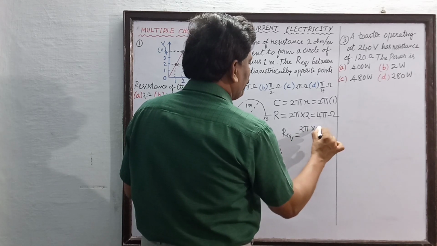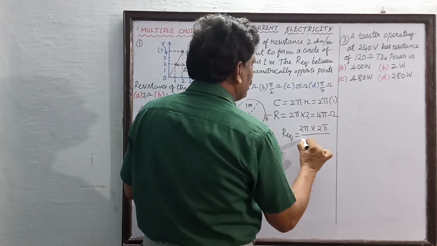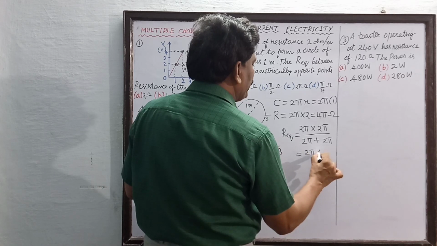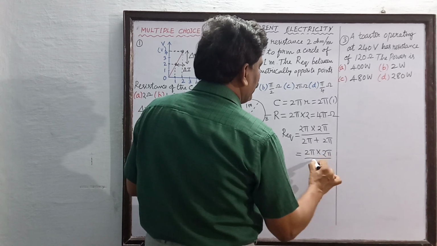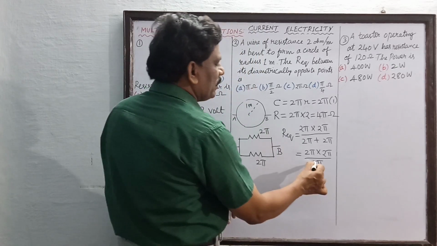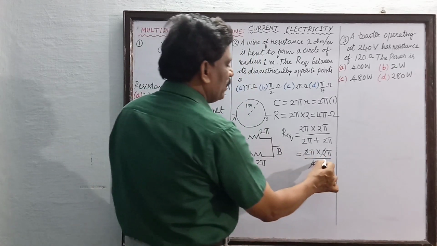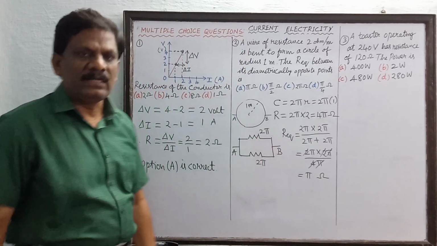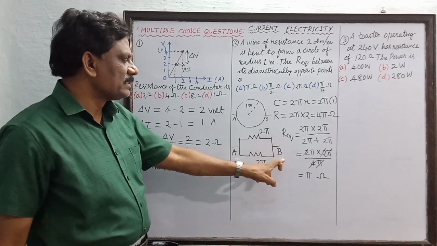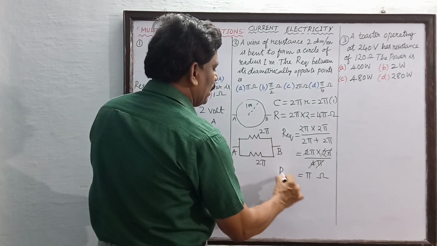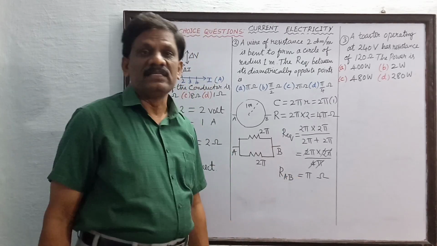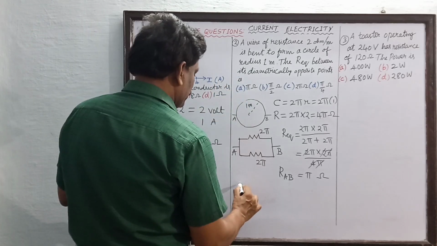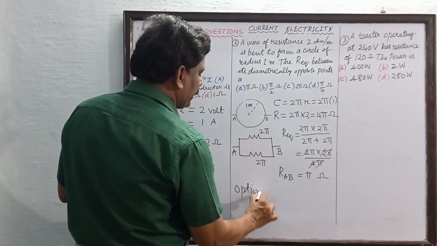R equivalent is R1 into R2 divided by R1 plus R2. So this is 2 pi into 2 pi divided by 2 pi plus 2 pi, that is 4 pi. The 4 and 2 get cancelled, the pi and pi get cancelled, and the remaining is pi. Pi ohm is the answer. So the equivalent resistance across A and B, R_AB, is equal to pi ohm. So here also option A is correct.